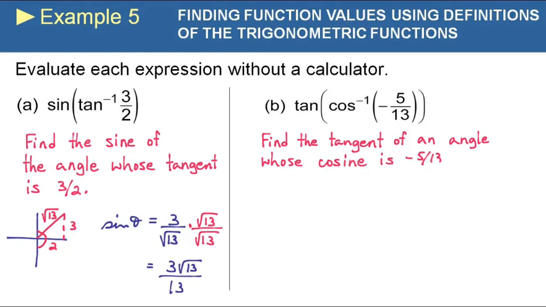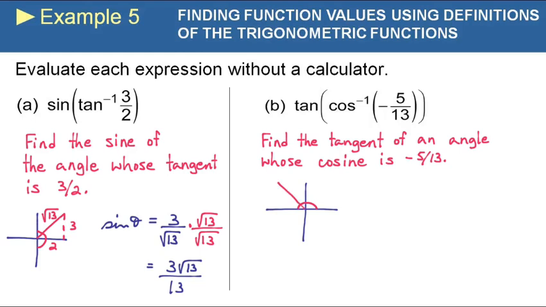Now, let's look at this second part, tangent of cosine inverse of negative 5 over 13. So what this is asking you is, find the tangent of an angle whose cosine is negative 5 over 13. So you do the same thing. You draw it on the coordinate system, but let's figure out how to know where it is. Inverse cosine angles have to be between 0 and 180. So this is either quadrant 1 or quadrant 2. Based on the fact that this is a negative cosine value, I now know that it's quadrant 2.